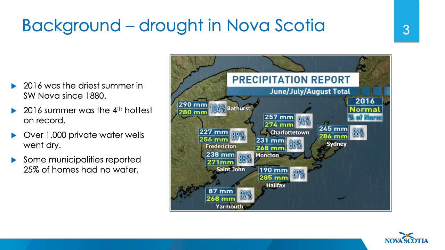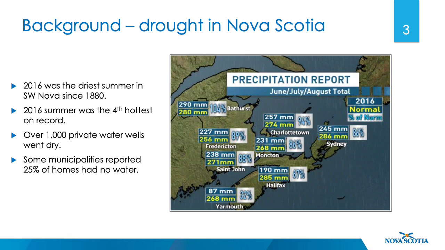And this hot, dry weather caused groundwater levels to decline, and that caused over 1,000 private water wells to go dry. And some municipalities reported that 25% of homes had no water. And in fact, since that time, we've had two other similar droughts in southwest Nova Scotia in 2018 and last year, 2020. And all three of these years, 2016, 2018, and 2020, were in the top 10 driest summers that they've had in southwest Nova Scotia in the last 140 years.